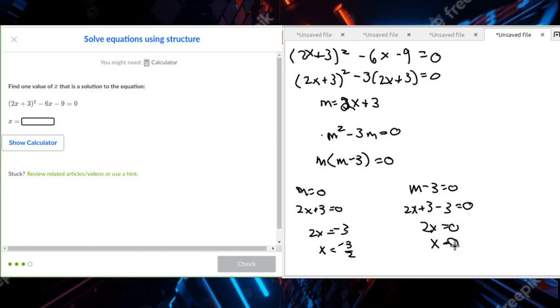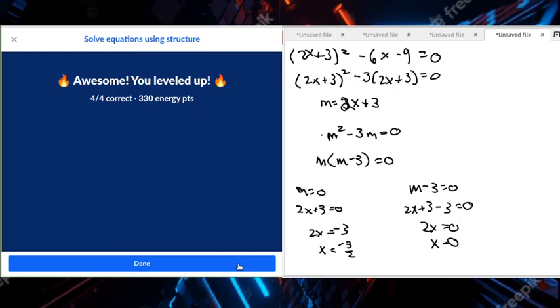Let me substitute, make sure I didn't make a mistake. Okay, if I put 0 in here, 2 times 0 is 0, plus 3 is 3. 3 squared is 9. Minus 6 times 0, that's still 9. Minus 9, 9 minus 9 is 0. All right, so I am good. So it's definitely 1. All right, so that's how we solve equations by structure using substitution with a variable. A very, very useful technique, and you can use it later in lots of different kinds of math.